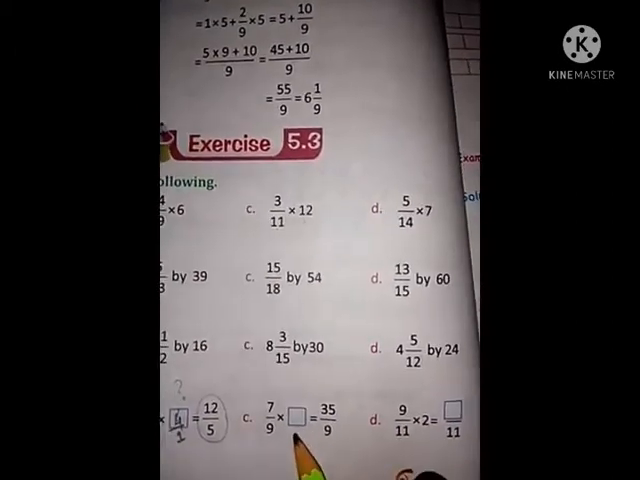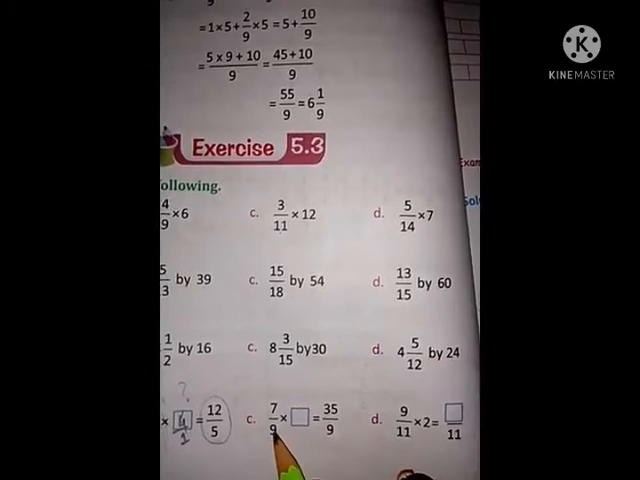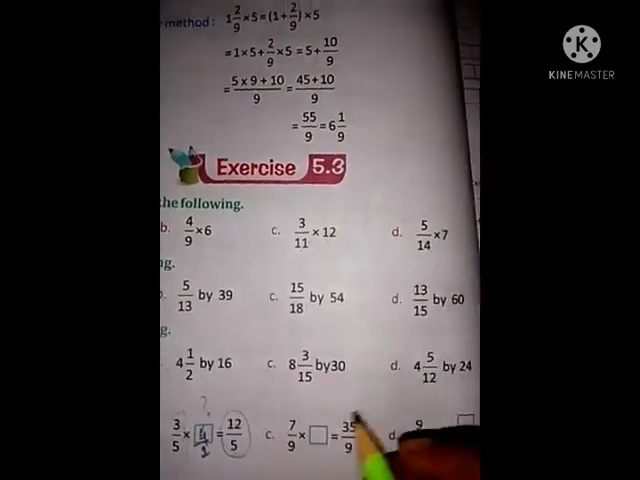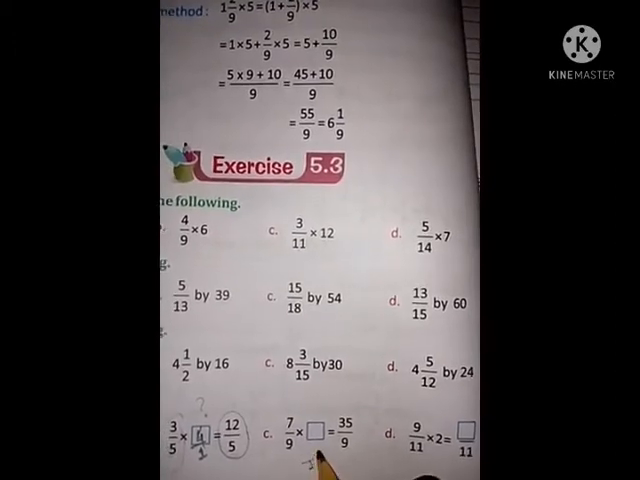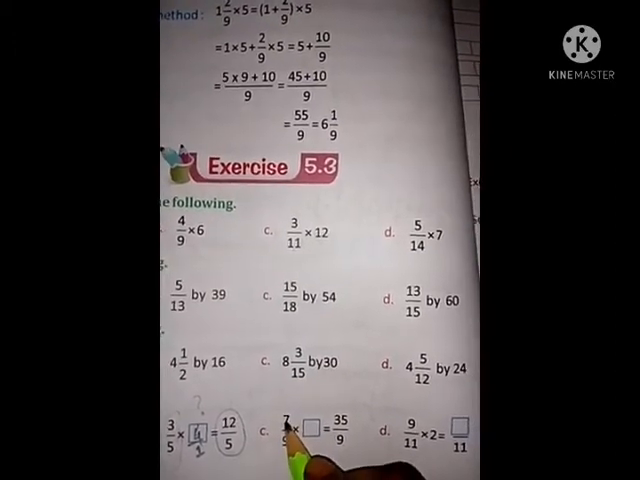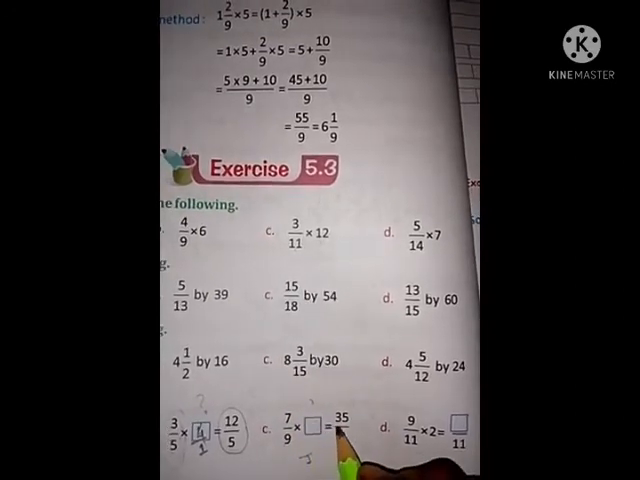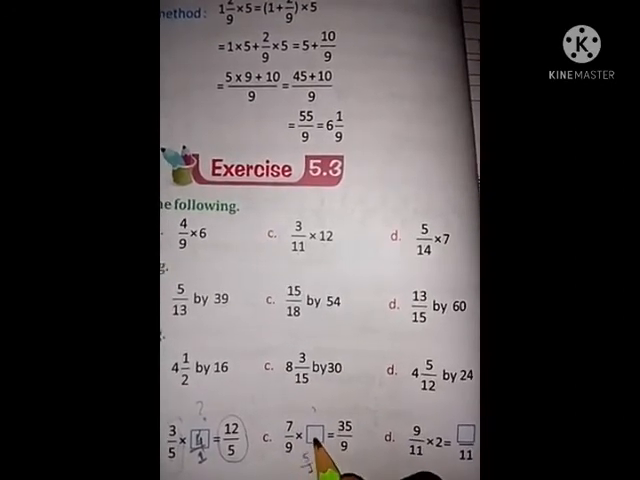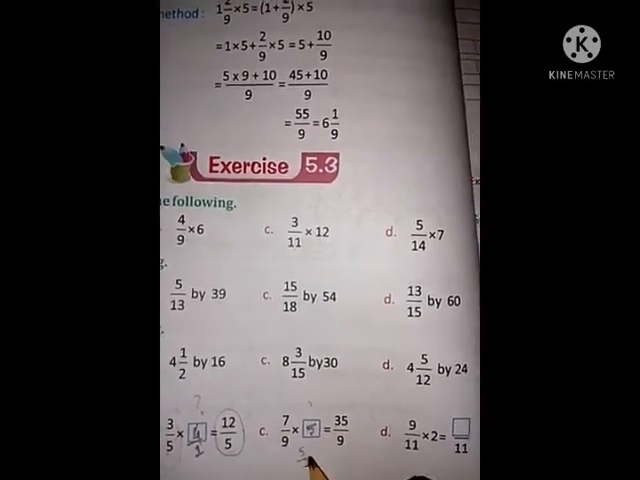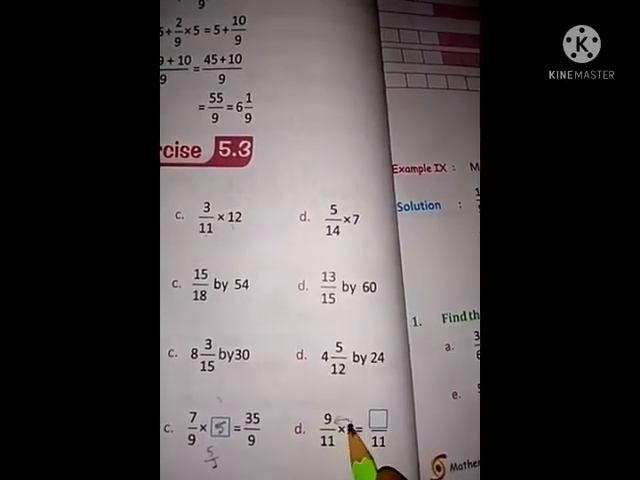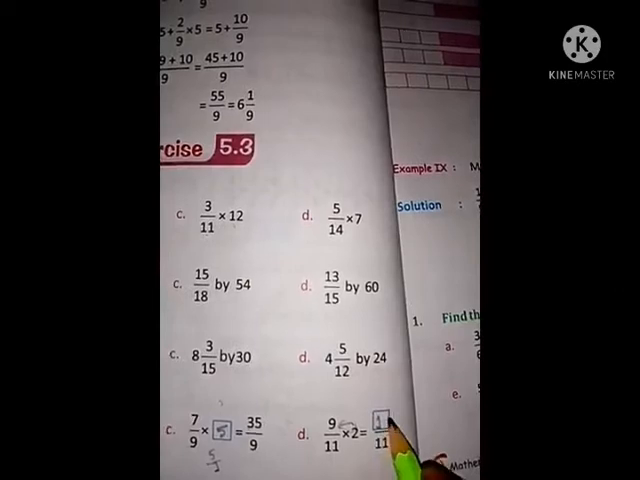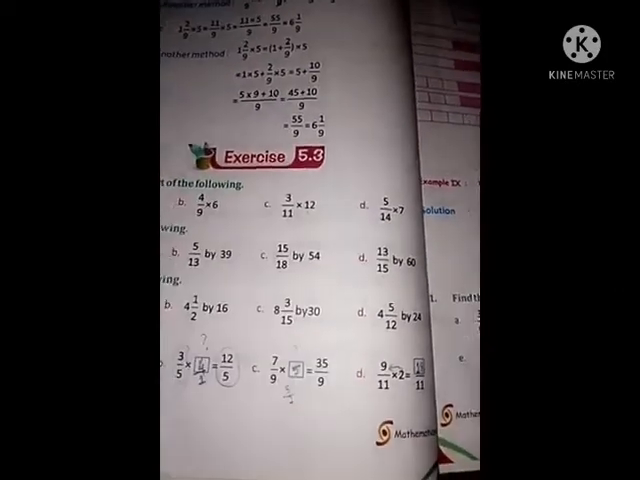And see this, same here, the denominator is 9, same 1, and we have to multiply something to get 35. We know 7 5s are 35, so here you put only 5. Now see here, also the denominator is the same, you can multiply these two. 9 2s are 18. Understand?